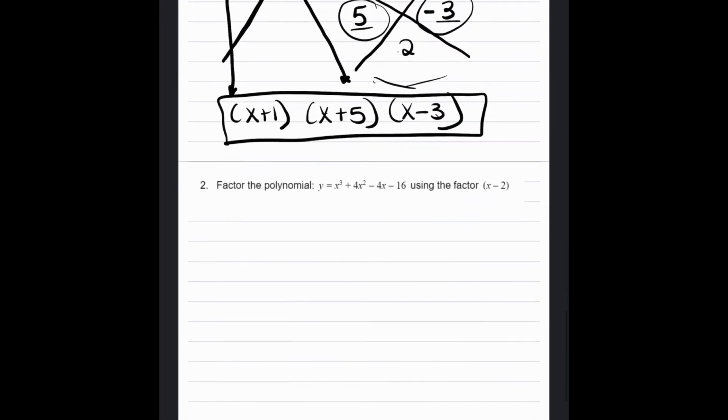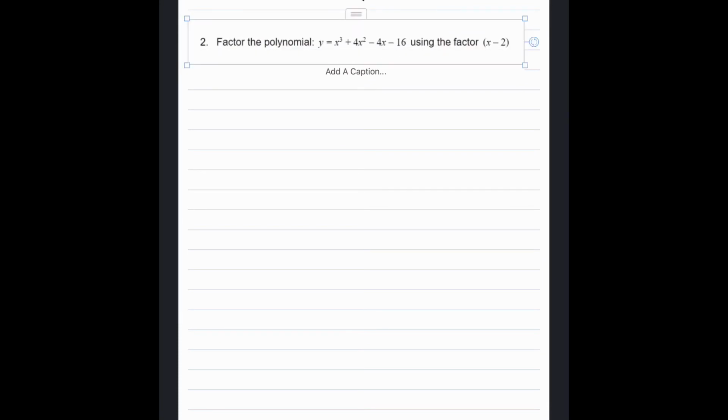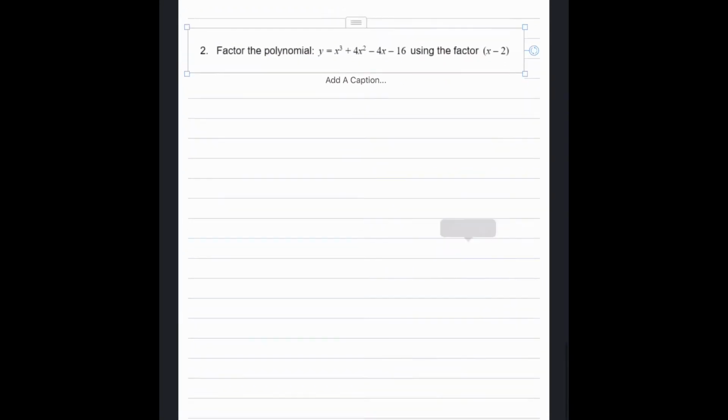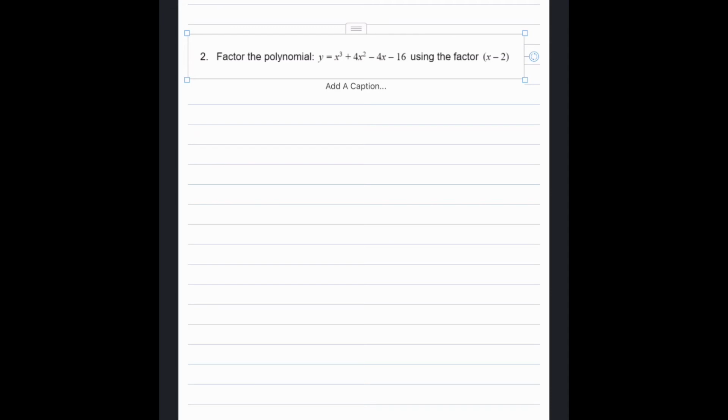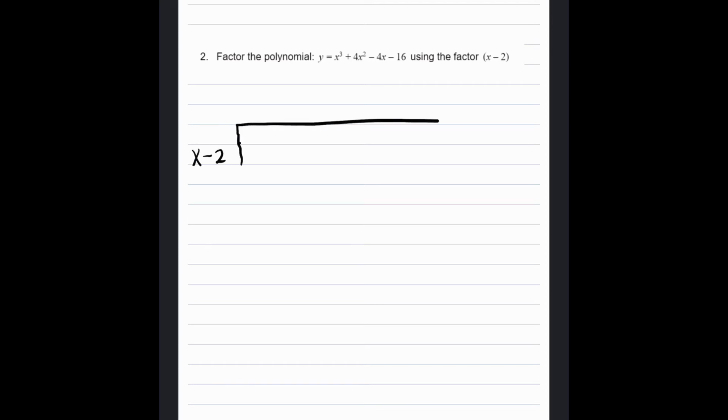Okay, you guys are going to be asked to do this next one. Go ahead and try it on your own first. It says factor the polynomial x to the third plus 4x squared minus 4x minus 16. Use the factor x minus 2. So you're going to create your long division, x minus 2, and then I want to put x to the third plus 4x squared minus 4x minus 16.